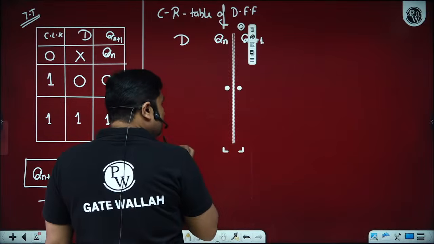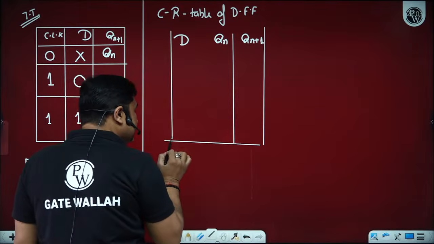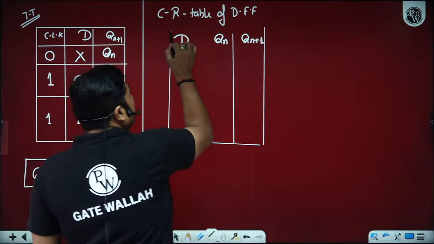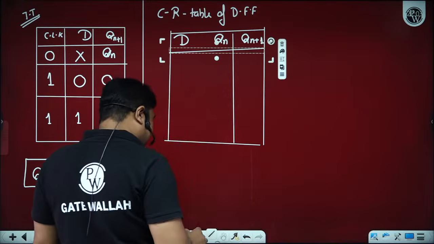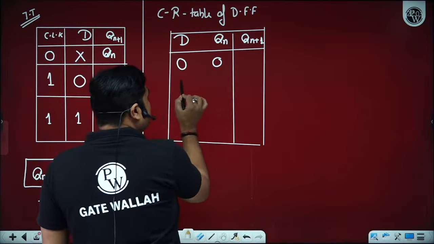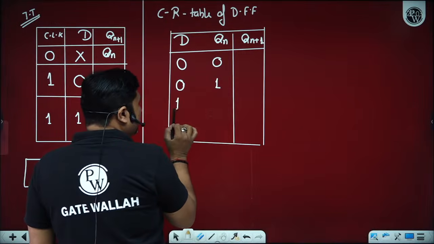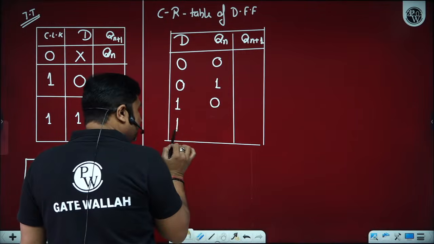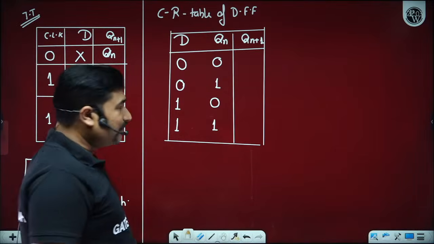So how many possibilities of present input and present state? We have a present input D and present state Qn. How many possibilities, beta ji? Present input may be 0, present state may be 0; present input may be 0, present state may be 1; present input may be 1, present state may be 0; present input may be 1, present state may be 1. Is it okay? Yes, sir.